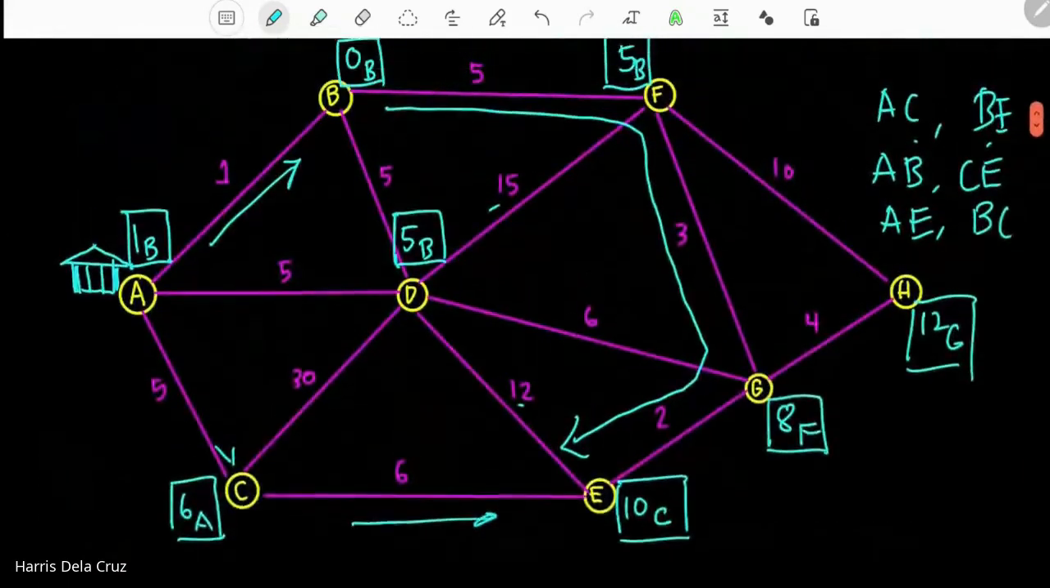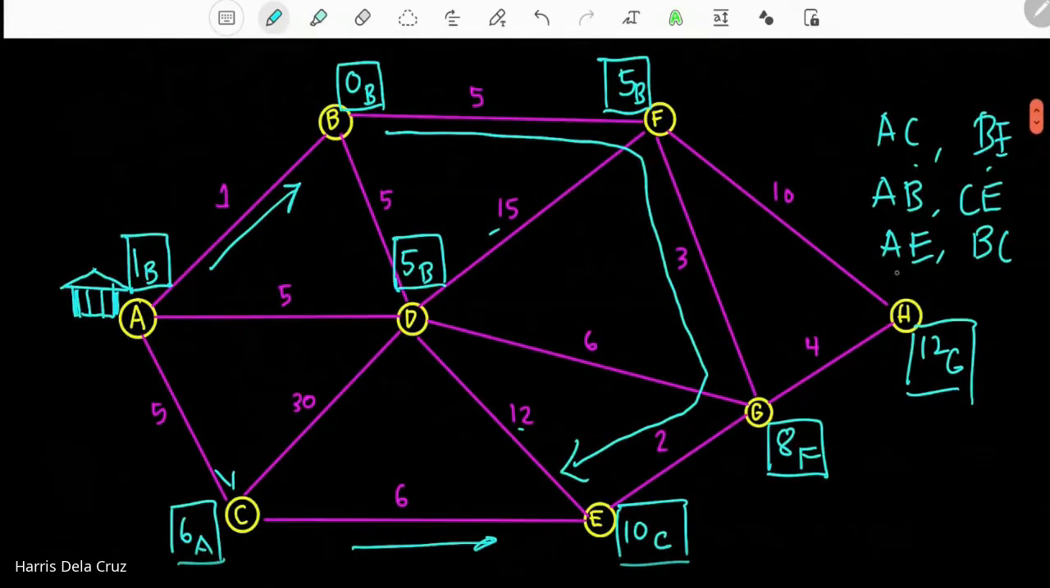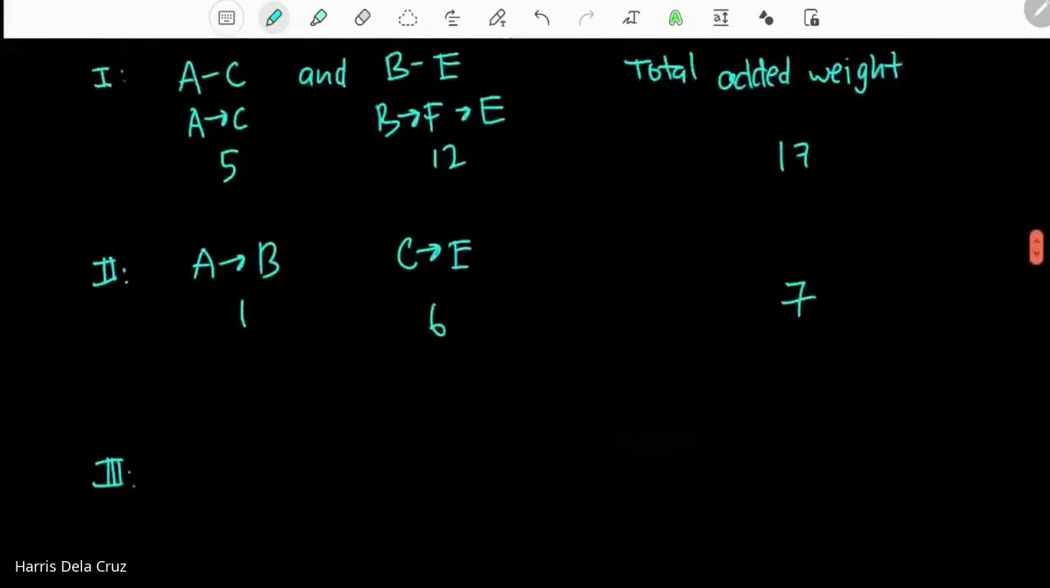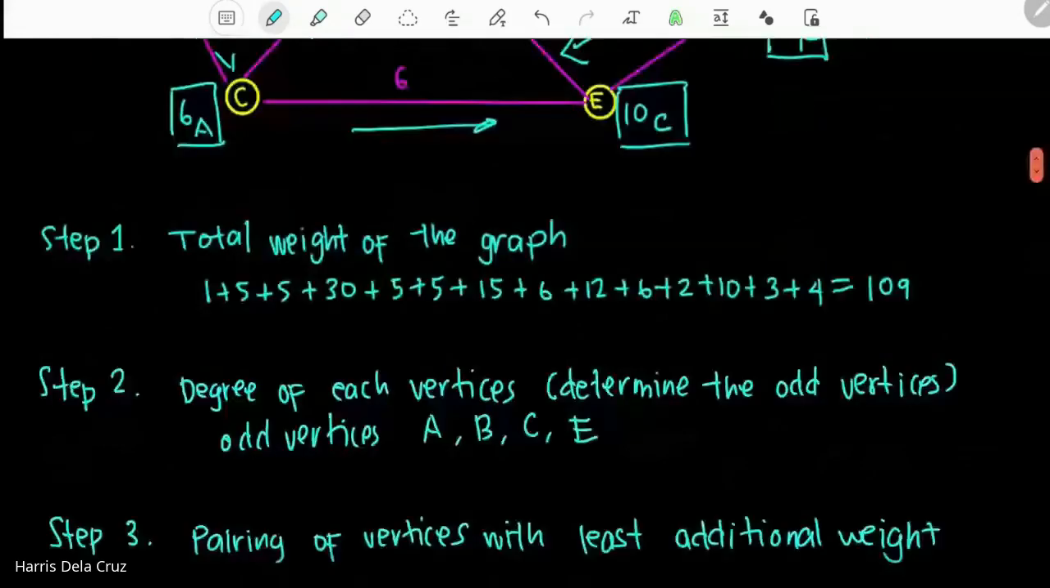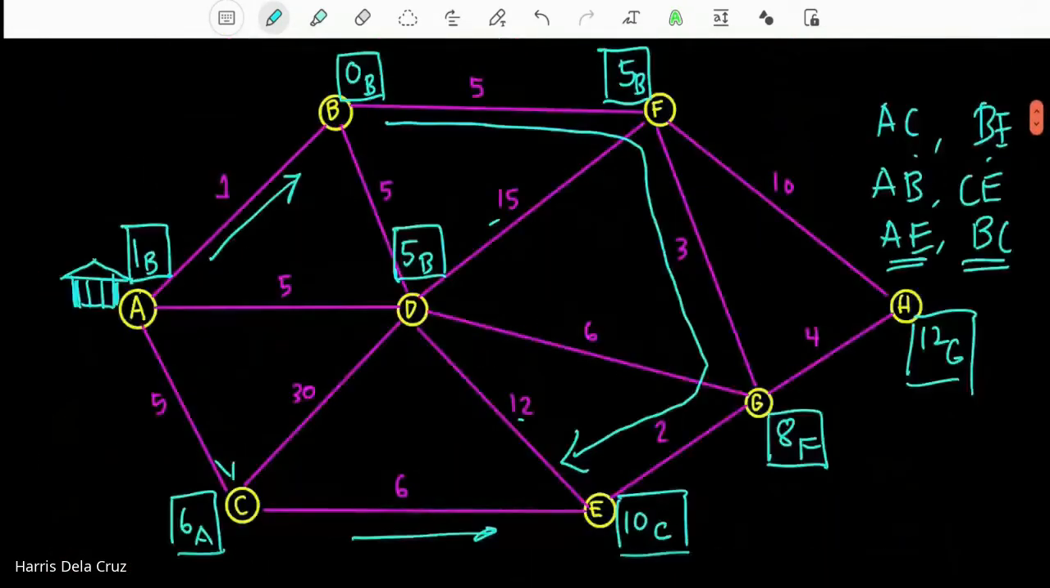Finally, we can also have the possible pairing AE and BC. So we have the pair AE and BC. So what's the shortest path between A and E? So A and E is this path or this path.